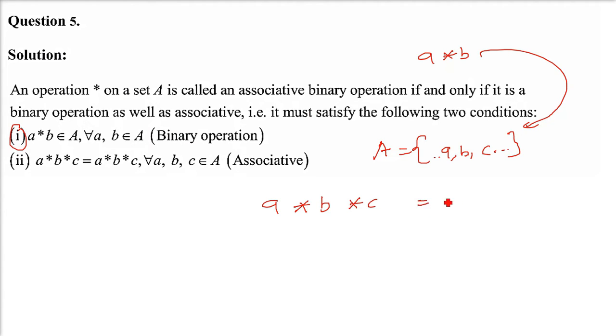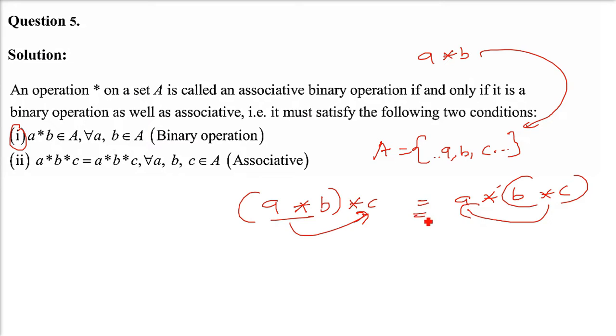If we write A star B star C, and if we operate A star B first and then we do the result with C, and similarly A with the result of B and C, these both should be equal. So this associativity is all about doing first two different terms and operating it with the third term.